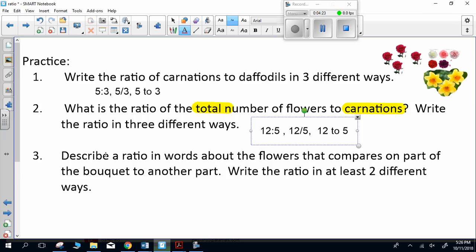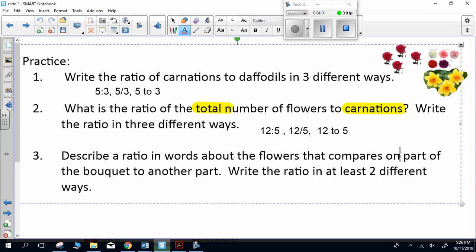And then the final one says, describe a ratio in words about the flowers that compares one part of the bouquet to another. So this should be the word 1 right here. So one part of a bouquet to another part, write the ratio in at least 3 different ways. So you do this one on your own.